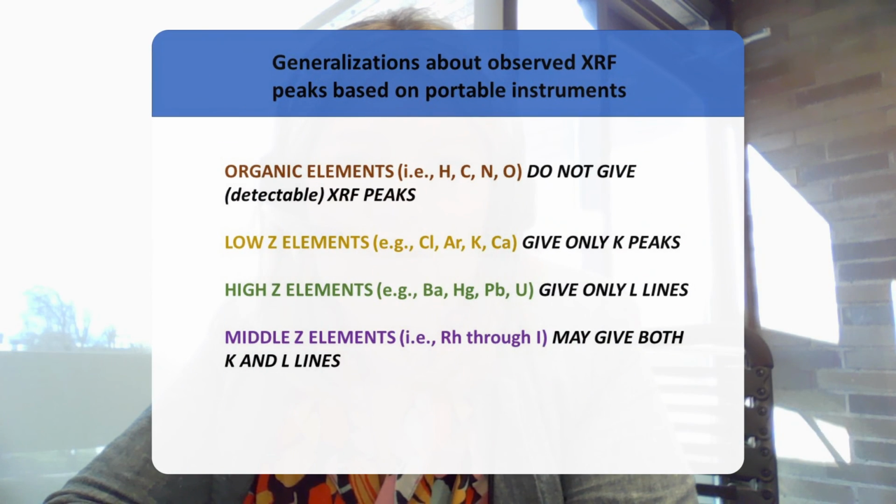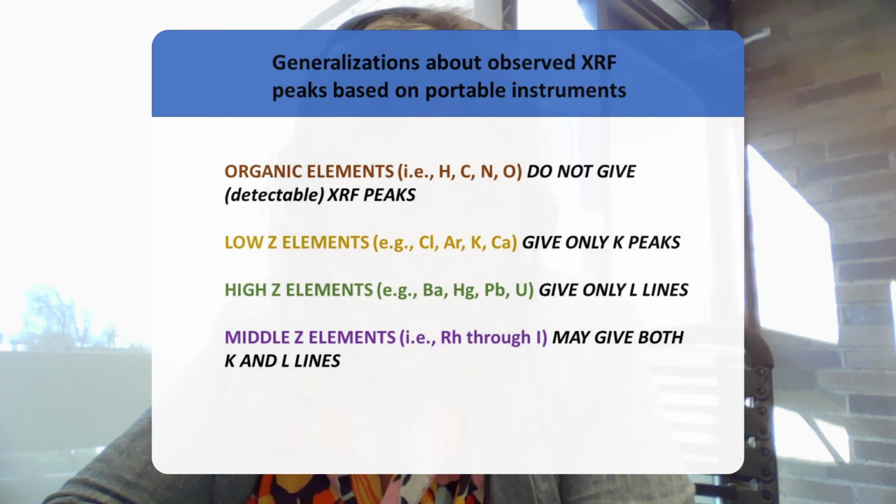So from those trends that I just showed, we can make some generalizations about which lines are observable using X-ray fluorescence instruments. So generally speaking, organic elements, which is to say hydrogen, carbon, nitrogen, and oxygen, do not give detectable X-ray peaks. This is because the X-ray emissions from these elements are too low in energy to be transmitted through the air and are not efficiently detected using conventional silicon-based detectors.